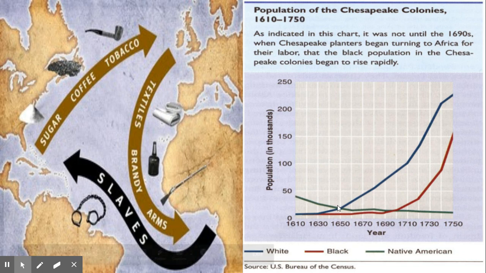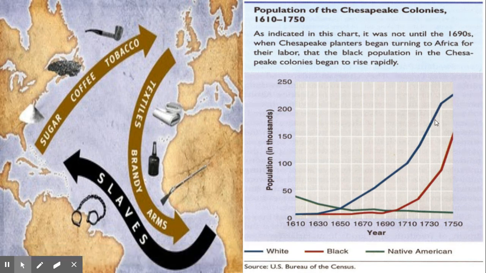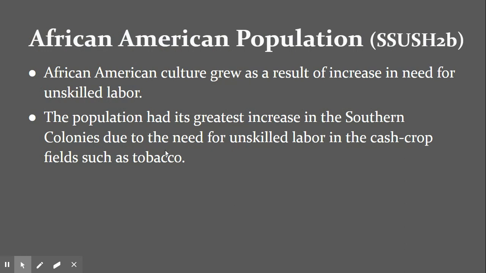So, like we talked about, these numbers are going to go down with the Native Americans. The first slave to be brought is not going to be until 1620. People moved here, they wanted to make money, but the only way they could make money was if they had slaves to help them grow their crops. So the African American population is going to grow. We've already talked about that because they had to have people who had a niche for unskilled labor.